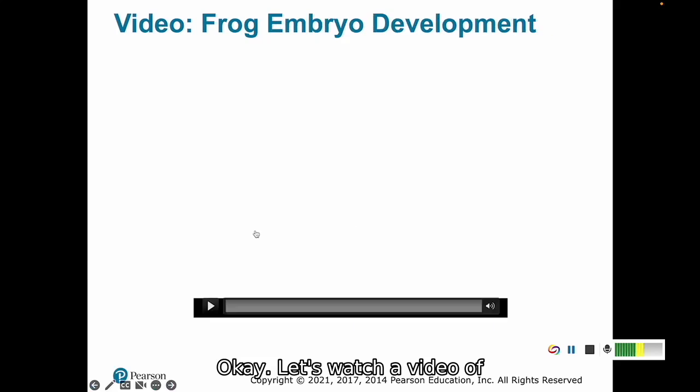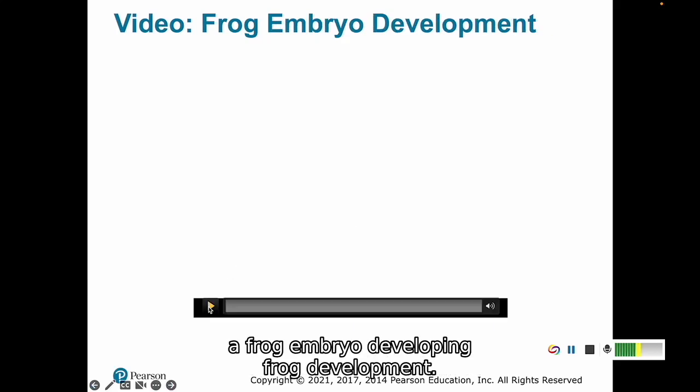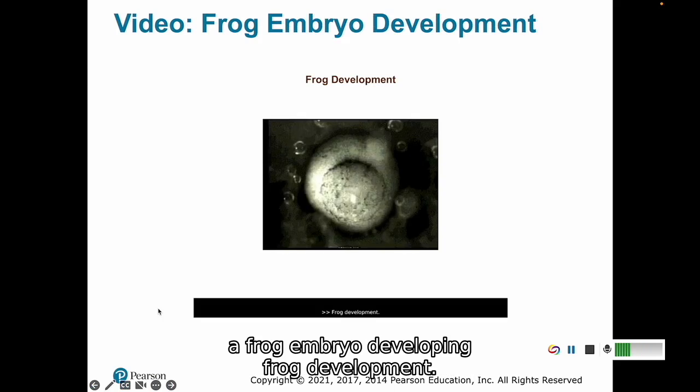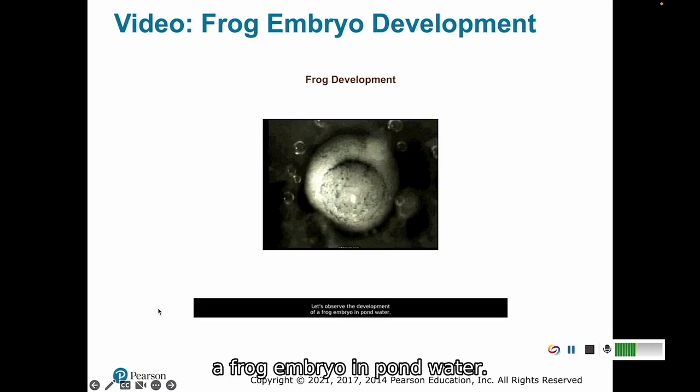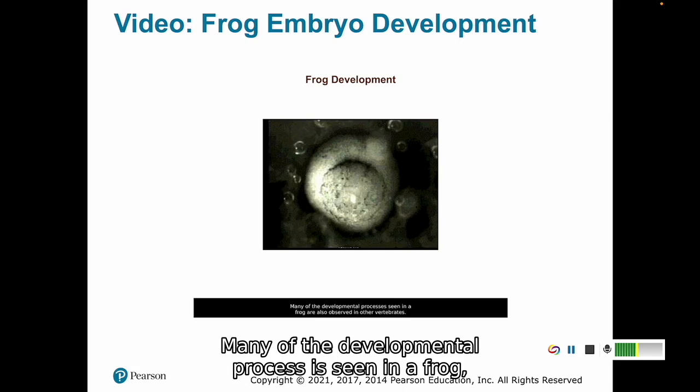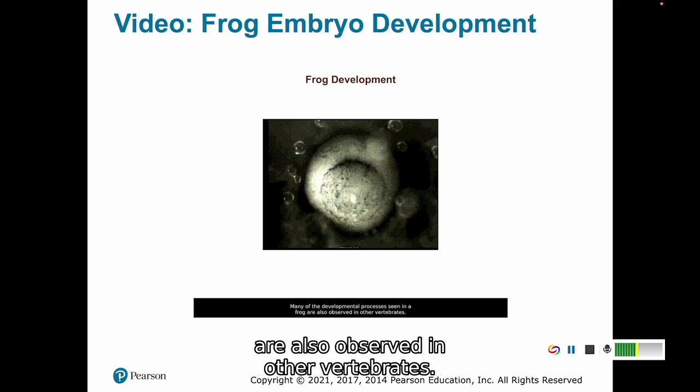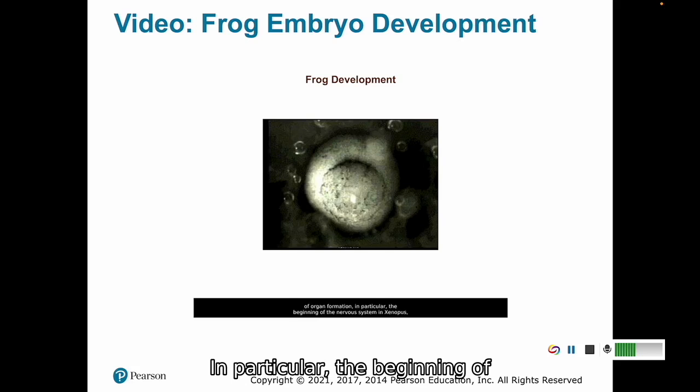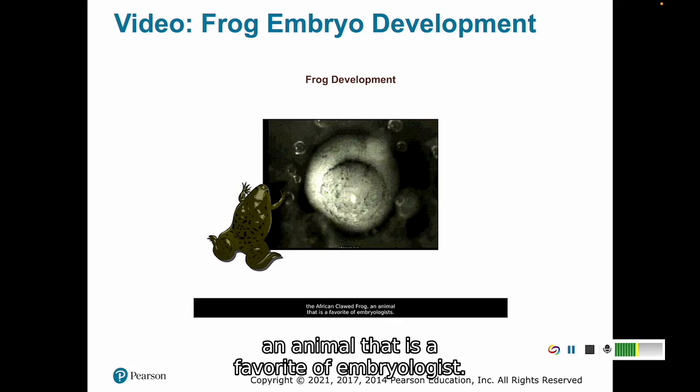Okay, and let's watch a video of a frog embryo developing. Frog development. Let's observe the development of a frog embryo in pond water. Many of the developmental processes seen in a frog are also observed in other vertebrates. In this time-lapse video, you will see the end of gastrulation and the beginning of organ formation, in particular, the beginning of the nervous system, in Xenopus, the African clawed frog, an animal that is a favorite of embryologists.